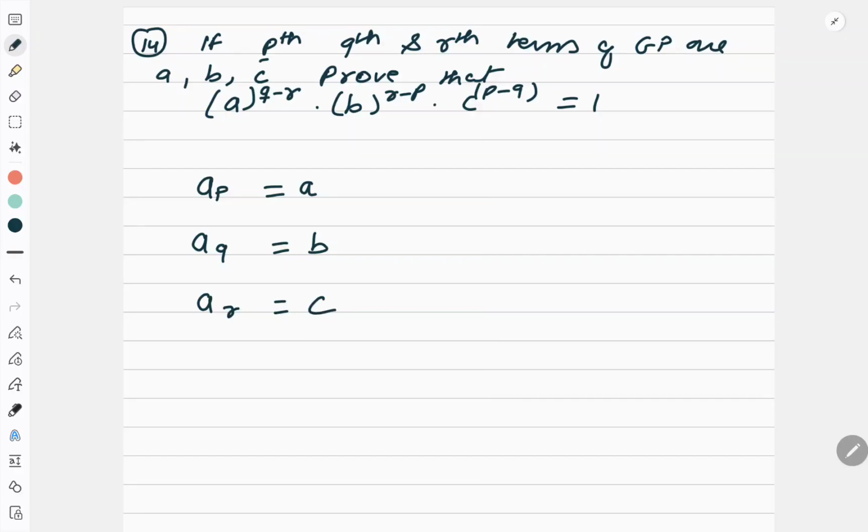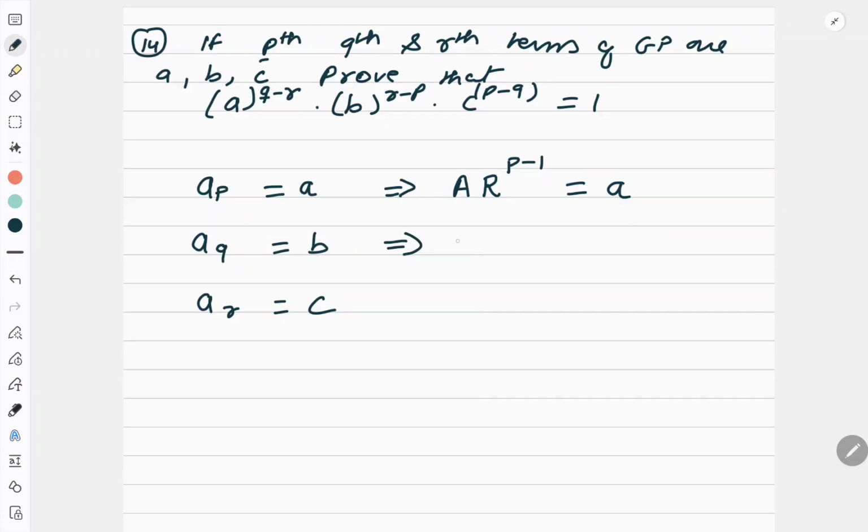Now since this a is already involved and I can see small r also in the question, I will take capital A and capital R in my GP. So now let us put the values here. The pth term means what? A r to the power p minus 1 is equal to a.